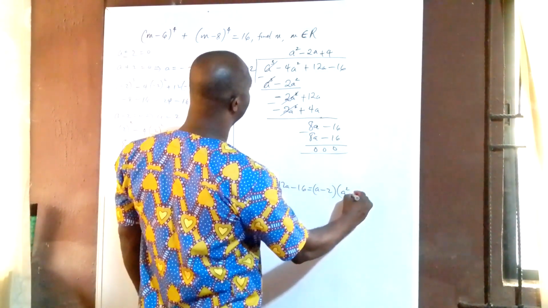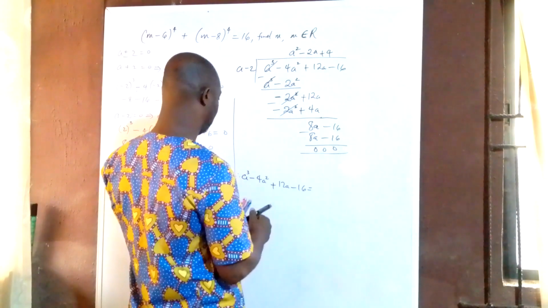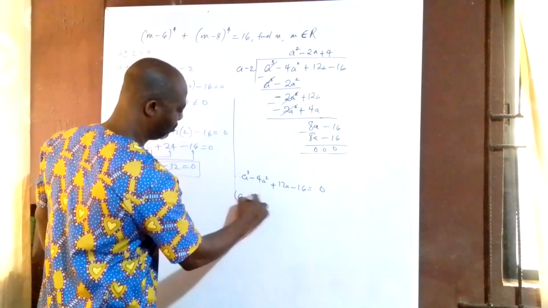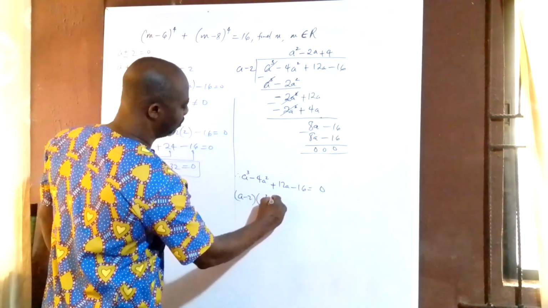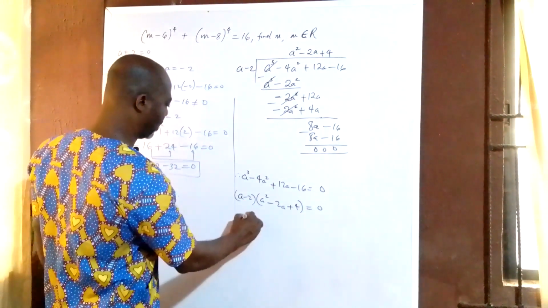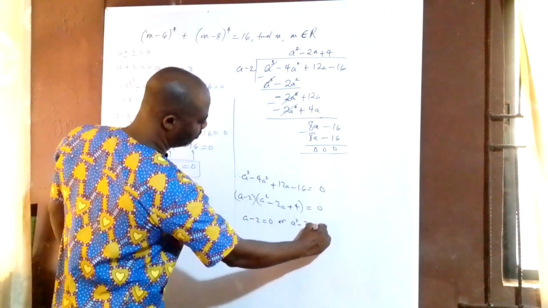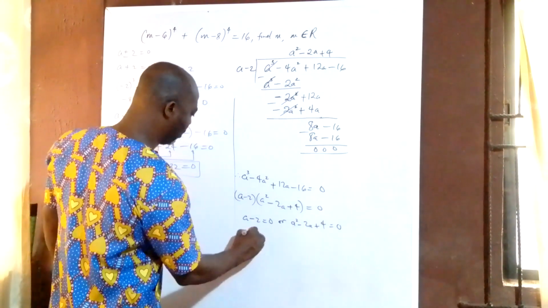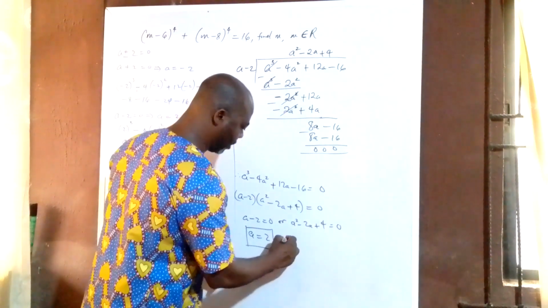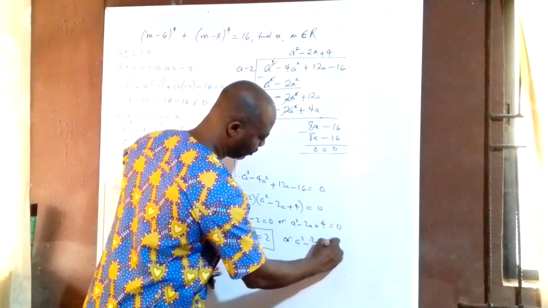a squared. Okay, maybe I should just write it this way. Therefore, equal to 0 will give us a minus 2 brackets a squared minus 2a plus 4 equal to 0. So from here now we can say that a minus 2 equal to 0, or a squared minus 2a plus 4 equal to 0. So a will be equal to 2. And this is a real number solution, or a squared minus 2a plus 4 equal to 0.